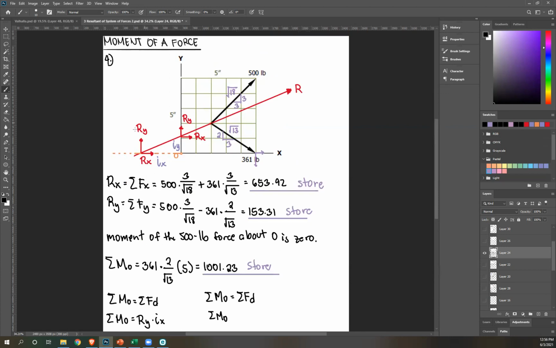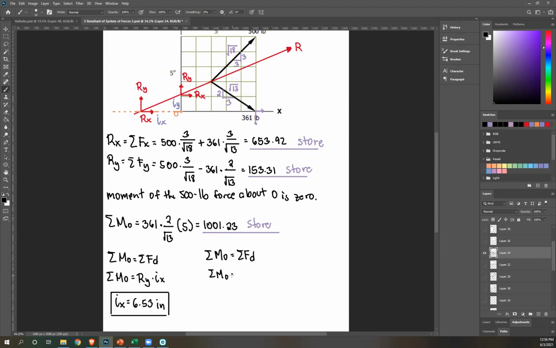Okay, but now instead of taking the component here, we take the component here. So taking the component here, Ry passes through point O. Ignoring that, we're left with Rx, positive since clockwise. And then the perpendicular distance of Rx to point O is Iy, so times Iy. Considering MO again is 1001.23, Rx is 653, please solve for Iy.